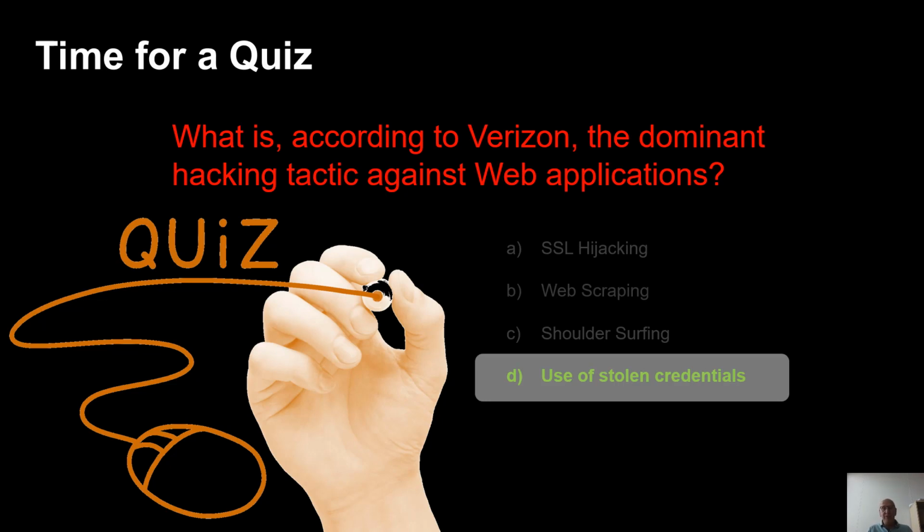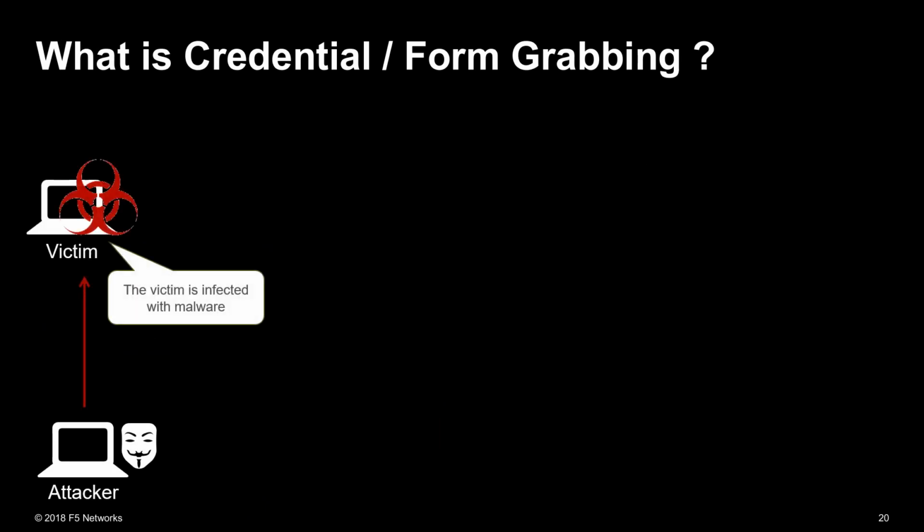Because think about it: if you want to attack a web application as a hacker, what is easier than making use of the credentials of somebody who has certain rights at that application? So the use of stolen credentials is pretty popular amongst hackers, and stealing credentials is actually pretty simple. The next slide shows you how this stealing of credentials, credential or form grabbing, actually works.